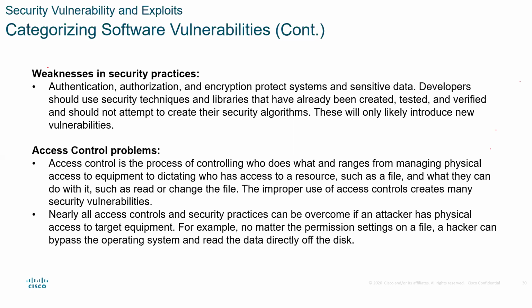All right? Then we have access control problems. Access control is the process of controlling who does what and ranges from managing physical access to equipment to detecting who has access to a resource such as a file and what they can do with it, such as read or change the file. The improper use of access control creates many security vulnerabilities.